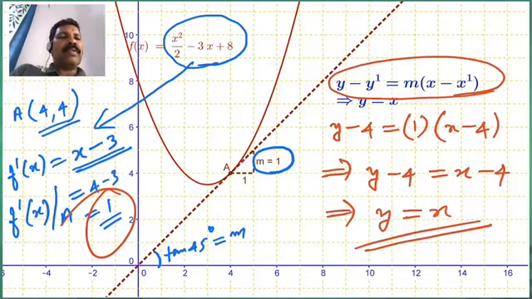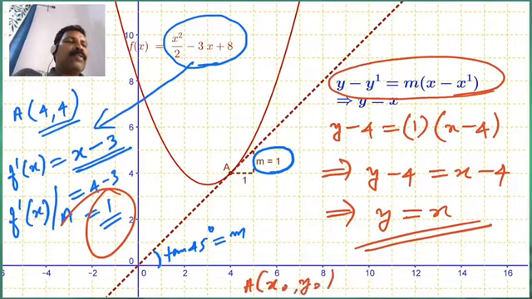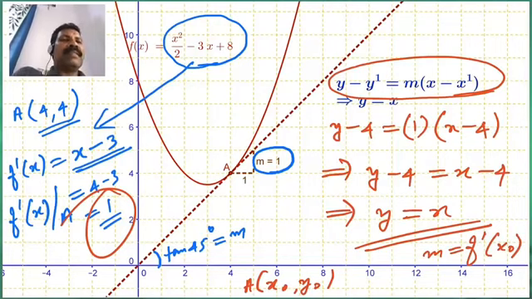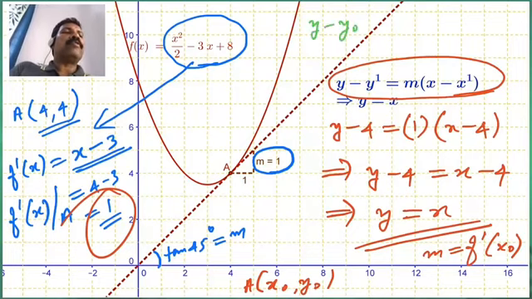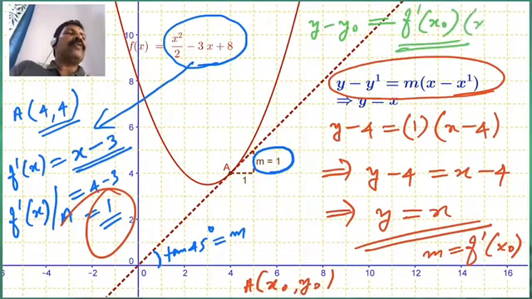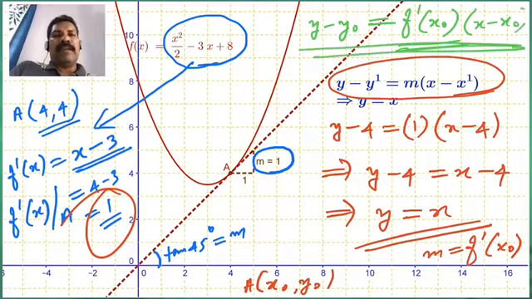And if you choose a particular point, say capital A, in general form, that is x naught, y naught, then you see what is the slope. Then the slope could be written as f dash x naught. In such a way, the equation of the tangent could be written as y minus y naught is equal to f dash x naught, that is the slope, into x minus x naught. So using this equation, we can find the equation of the tangent.